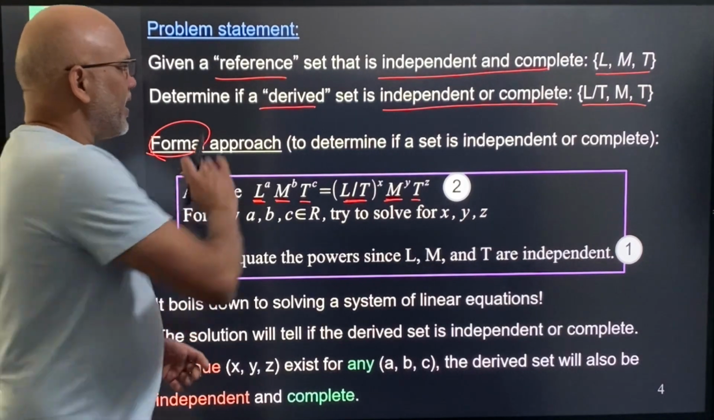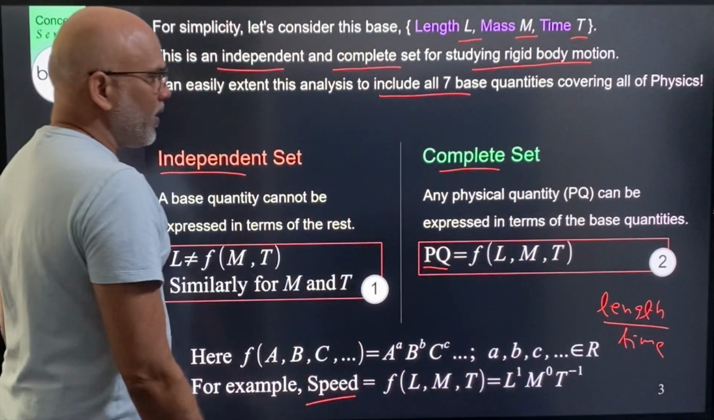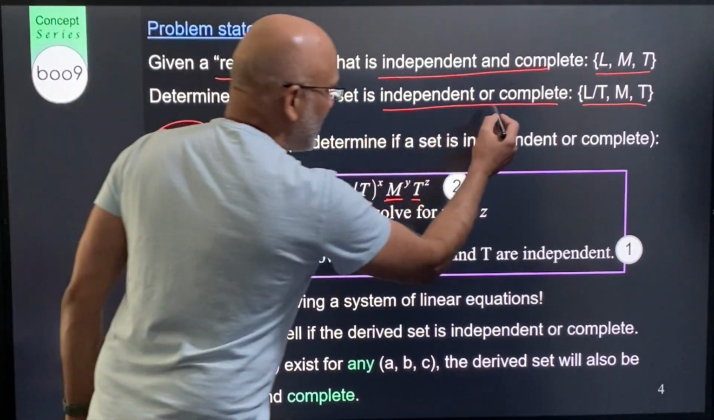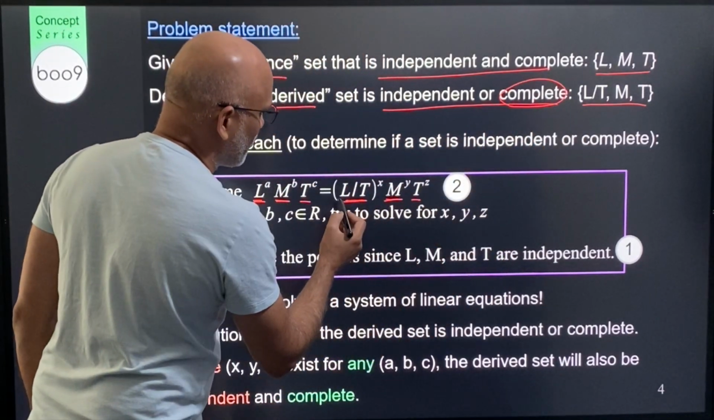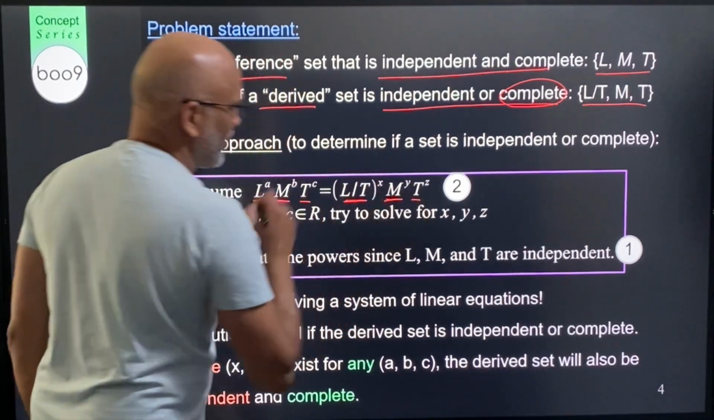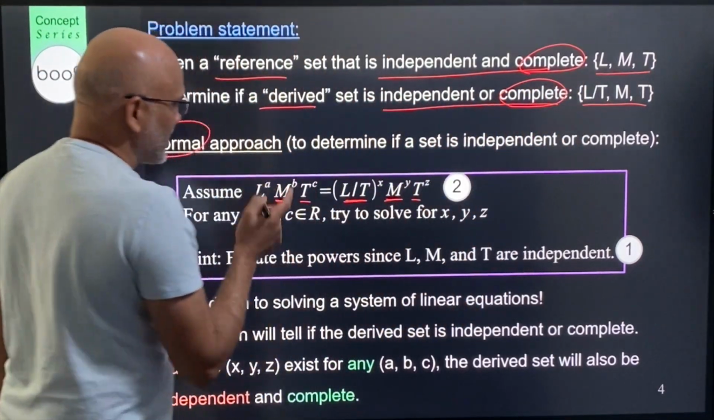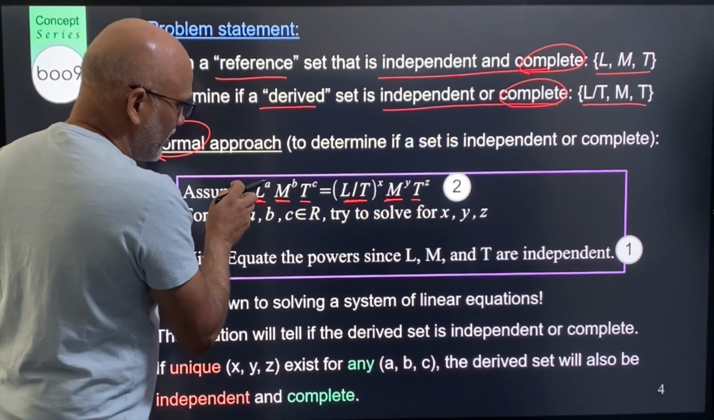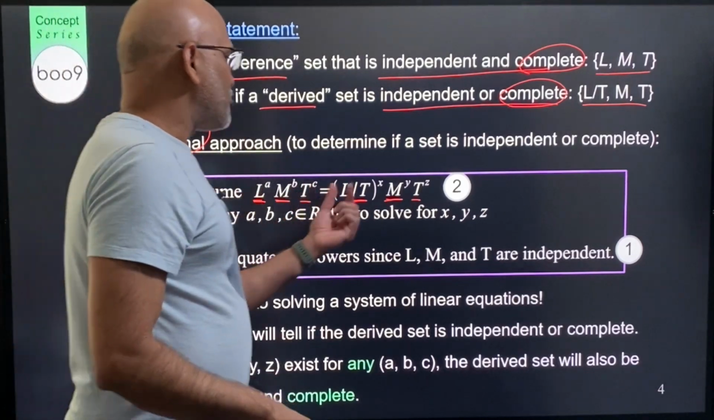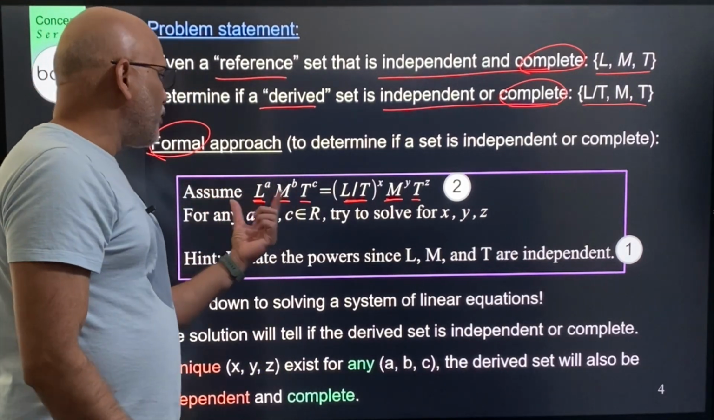Now, how can I assume that? Remember, when a set is complete, that means any physical quantity can be described in terms of those base quantities where the function is defined like so, right? Now, here what I'm saying is, if this derived set is to be complete, that means for any physical quantity, I should be able to express it as this power something, this power something, and this power something. But it is given to me that this reference set is complete. That means the same physical quantity I can describe as length to the power something, mass to the power something, and time to the power something. And when I equate this, somehow I should be able to find x, y, and z, right? So that is the logic behind why I am assuming this.